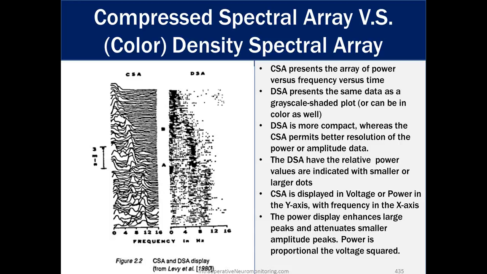The power display enhances large peaks and attenuates smaller amplitude peaks. Power is proportional to the voltage squared. So the reason why this should be used as a backup to raw EEG when we're determining if we need a shunt or whatever it is we're doing for the case is this last sentence here. The power display enhances large peaks and attenuates smaller amplitude peaks. It's because of this that we square the value and find these power outputs. We will miss these small attenuated peaks, and it can sometimes mask subtle changes that you'll pick up on raw EEG that you will not on these CSAs and DSAs.